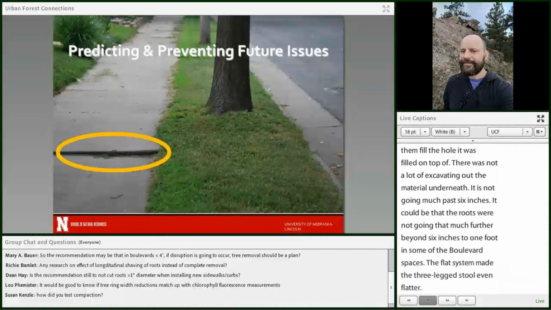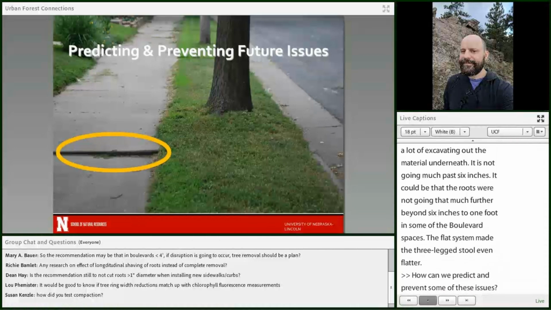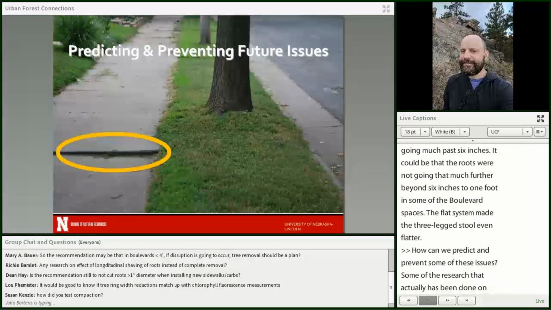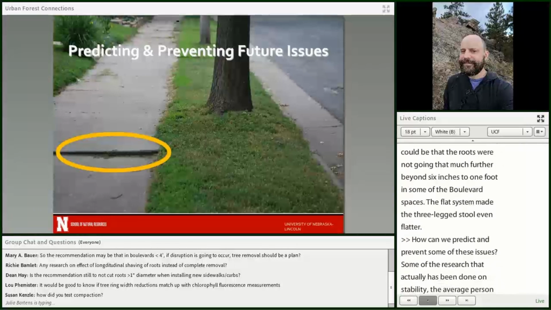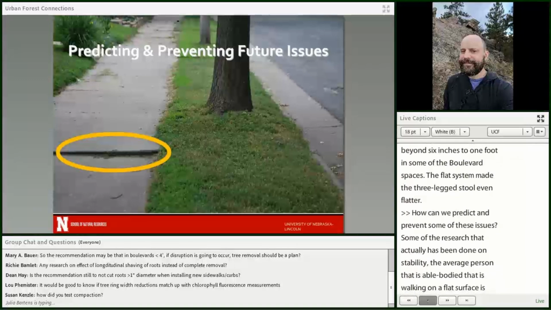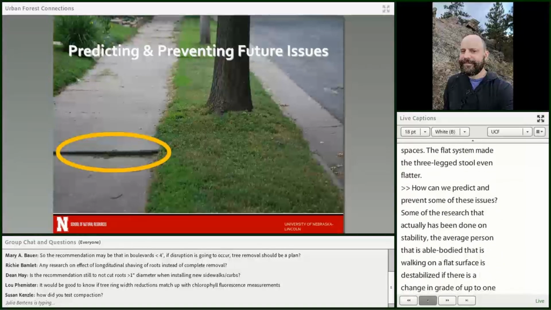So how can we predict and prevent some of these issues? Some of the research that has been done on human stability in terms of walking shows that the average able-bodied person walking on a flat surface is destabilized if there's a change in grade of up to 1 inch. So at 1 inch, people start to trip, essentially. Trip and fall hazards start to happen.